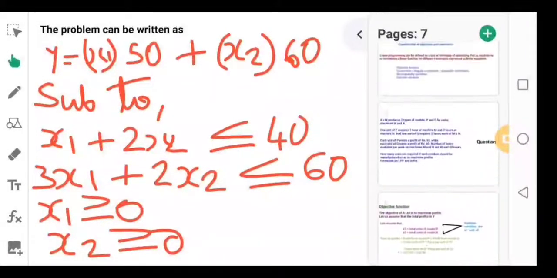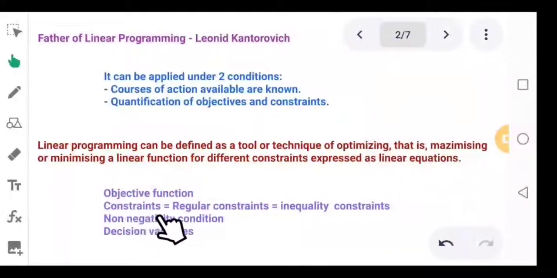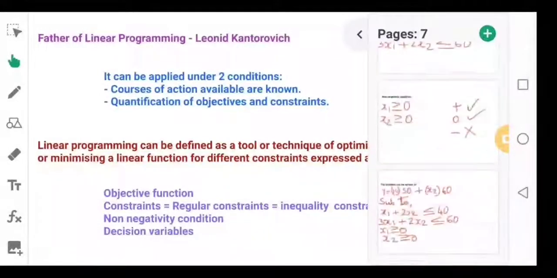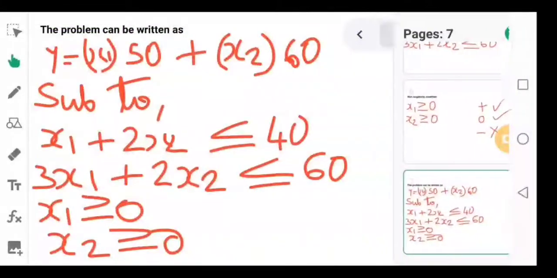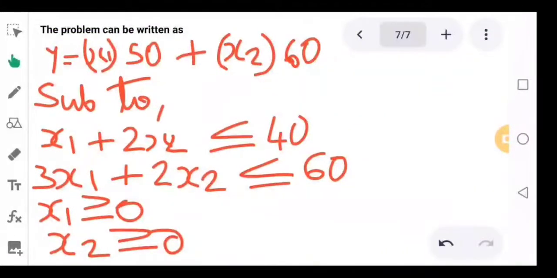And one more thing I'd want to add: these constraints can be called regular constraints or inequality constraints. Do not get confused with it. If you are seeing a new term, there's nothing to get confused about. It means the same.